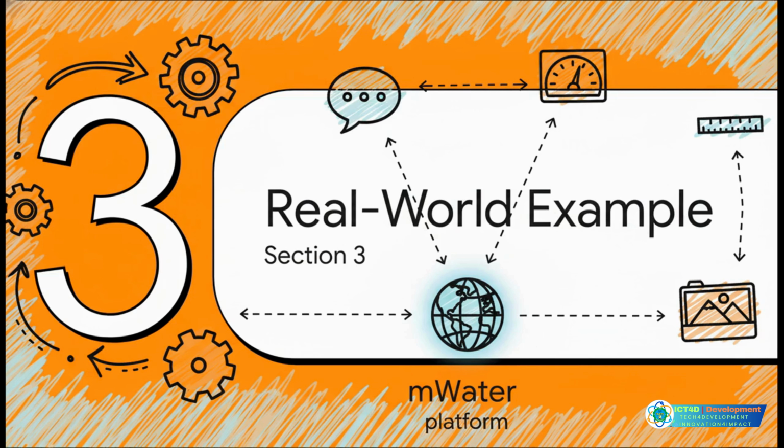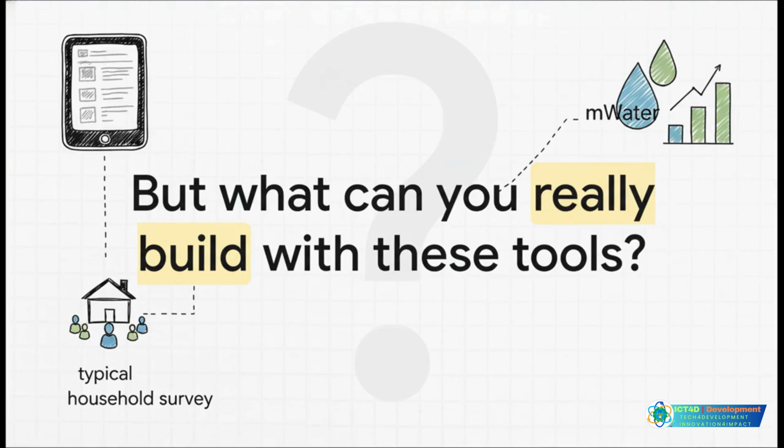Okay, so these basic question types, think of them as just the building blocks, like Lego pieces. The real magic happens when you start combining them to create really sophisticated, detailed surveys. Let's look at what that actually looks like in the real world. I mean, it's one thing to build a simple little 3-question form, right? But what can you really do? What does a real-world professional survey actually look like in action? Let's dive into a typical household survey to see what this platform is truly capable of.